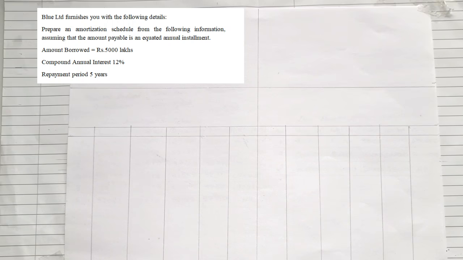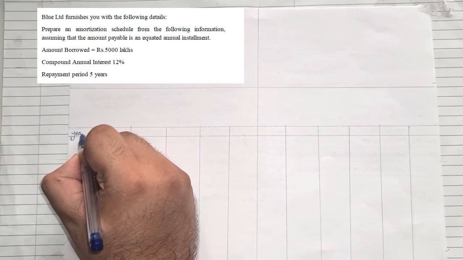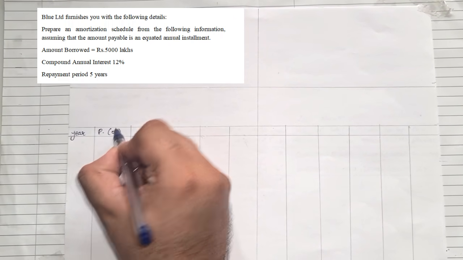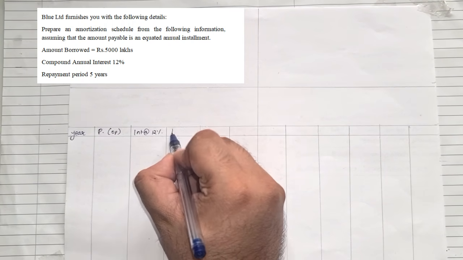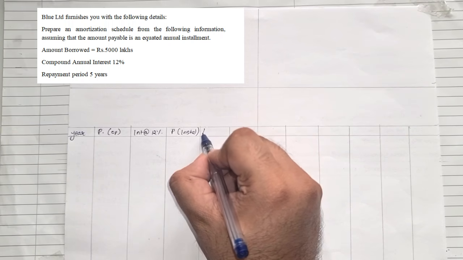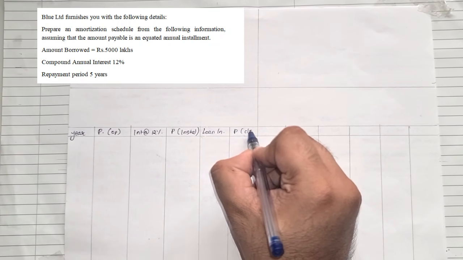Now the rate of interest is 12%. Okay, and the year is 5. So what we'll do here is, first of all, I'll just note down this table here. So I'll make this year. This is the principal amount opening. This will be interest at the rate of 12%. This is principal installment. This is loan installment, and this is the principal closing value.